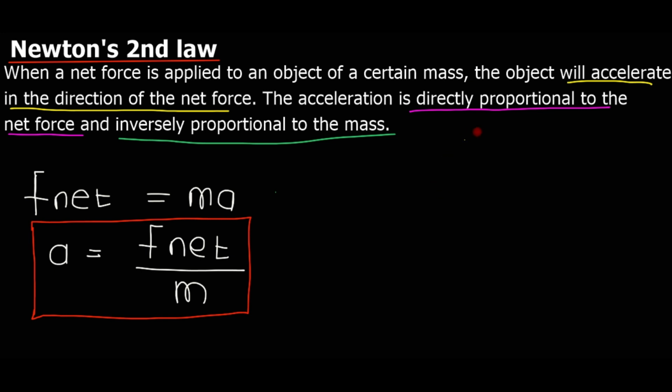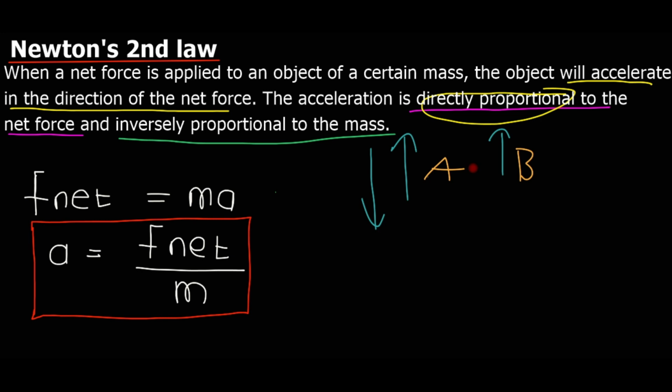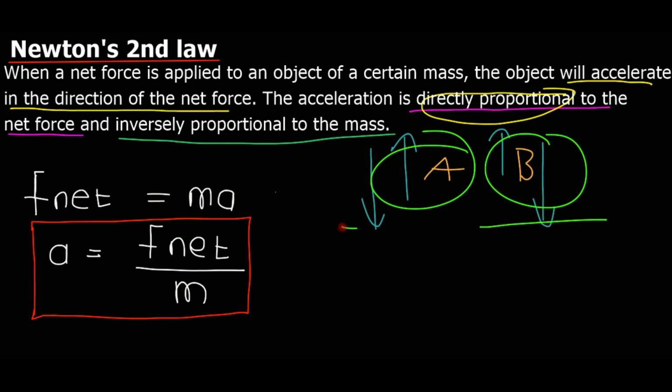And then let's look at this second part: the acceleration is directly proportional to the net force. First, let's understand directly proportional. Let's say this is A and this is B. When you say A is directly proportional to B, if A increases, B will increase, and if A decreases, B will decrease. So this is what we mean by directly proportional. Whatever we do to A, B does too, and whatever we do to B, A does too. That's what we mean by directly proportional.